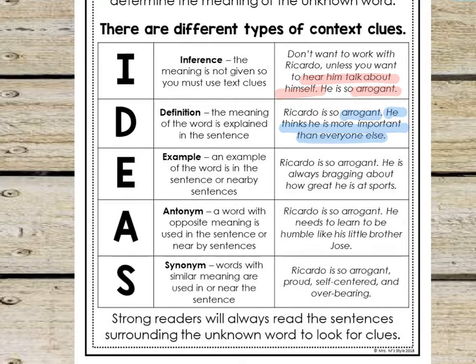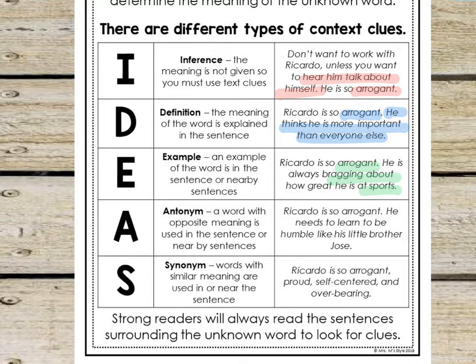Often authors will give examples as clues. An example of the word is in the sentence or nearby the sentences. Like this example, Ricardo is so arrogant, he is always bragging about how great he is at sports. Well, I'm thinking that if I'm trying to determine the meaning of the word arrogant, and I notice it says he's always bragging about how good he is at sports, well, that's an example of being arrogant.